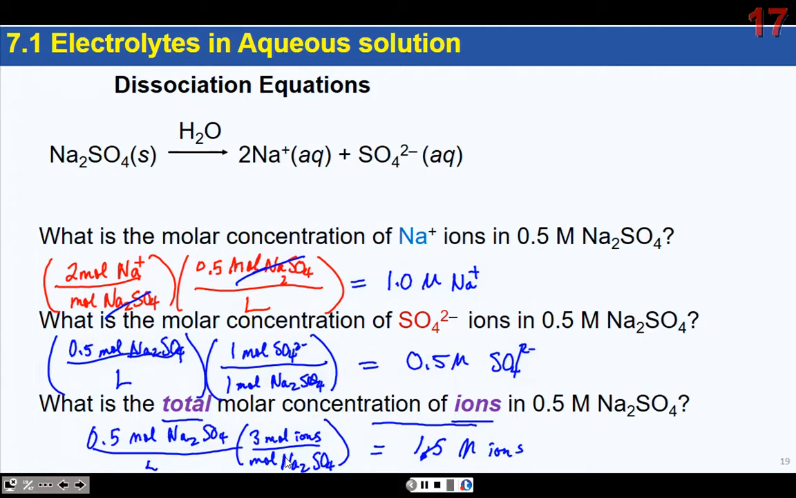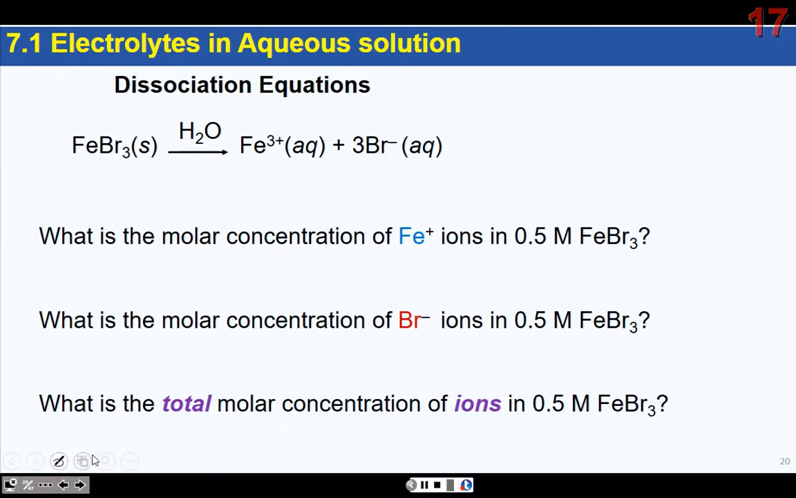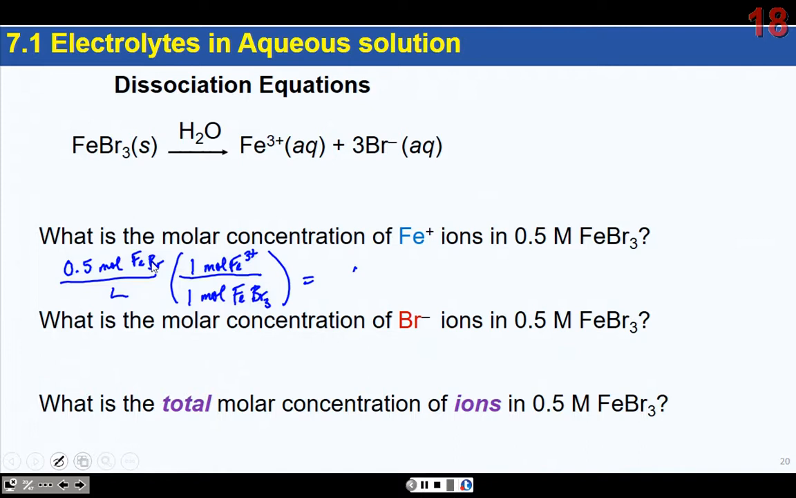Let's just do one more for comparison. Let's look at the other example that I had on the previous slide with the iron 3 bromide. So the iron ions in the iron 3 bromide, if you have 0.5 moles of iron 3 bromide per liter, then you have, in this case, just 1 mole of iron ions per 1 mole of iron 3 bromide. And that means the concentration is 0.5 molar of iron ions.